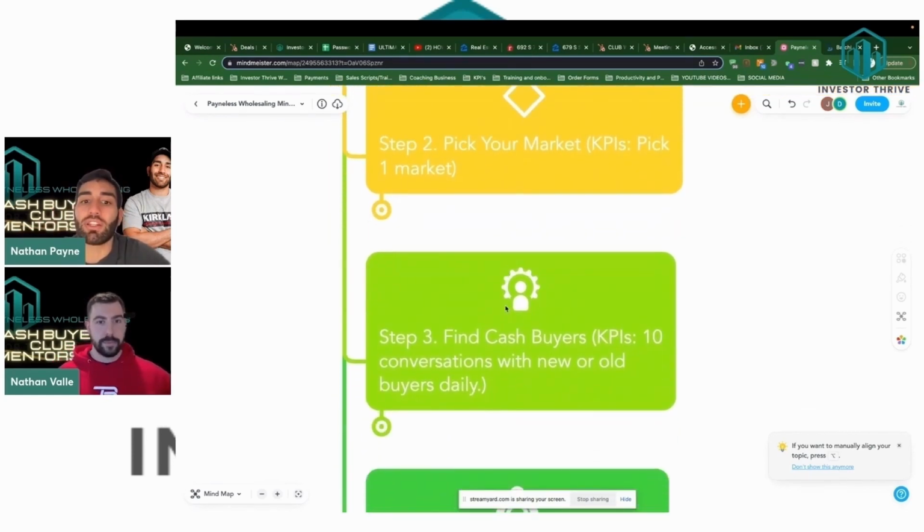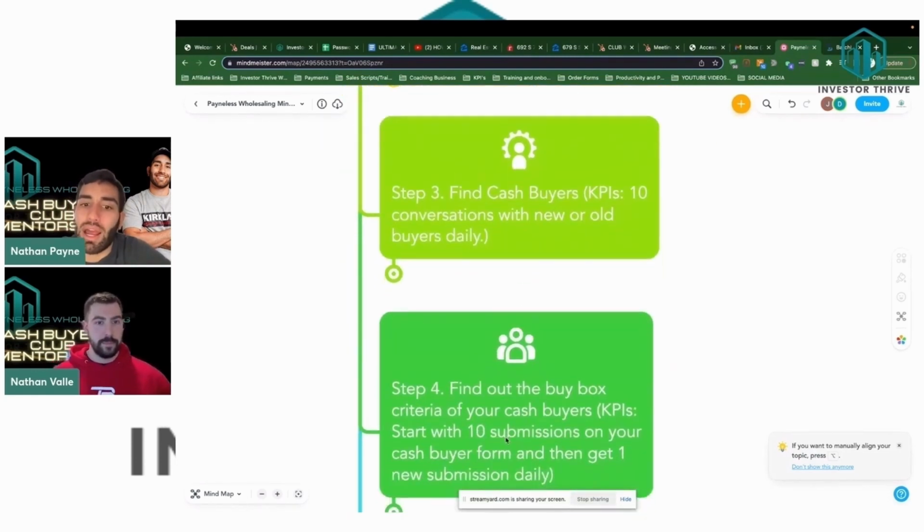After you pick your market, you find the cash buyers. You find who's still buying. Find the people that have the right mindset, the ones saying, yeah, I'm picking up properties, I know it's going to go back up. Those are the people you want to connect with. And then you ask them their buy box criteria.